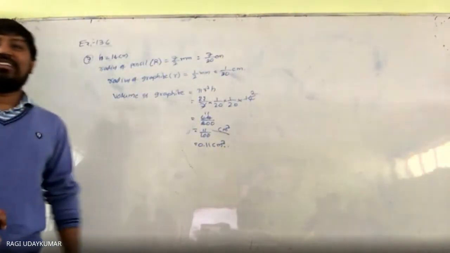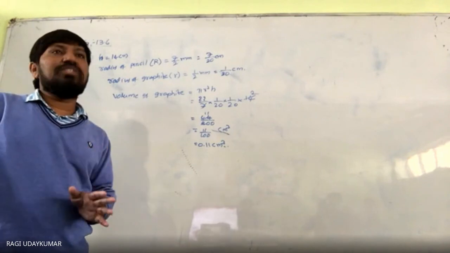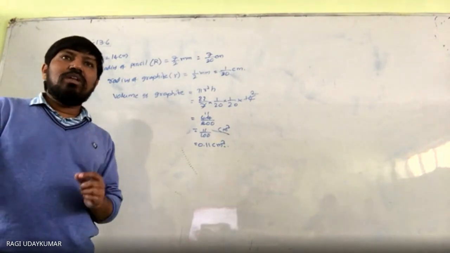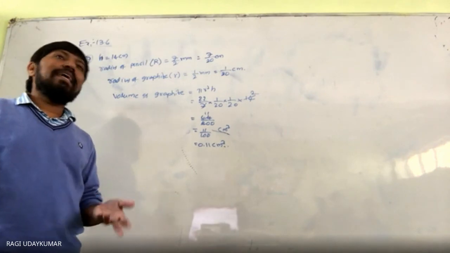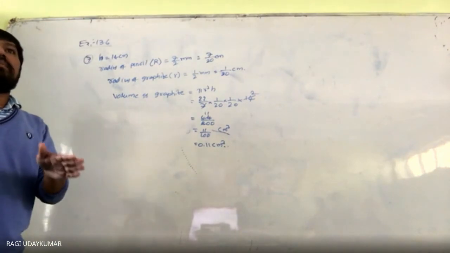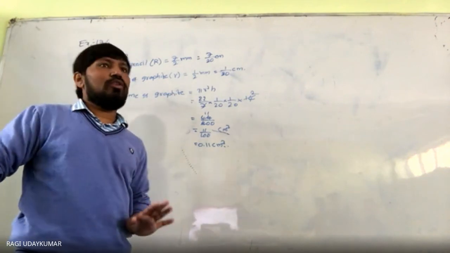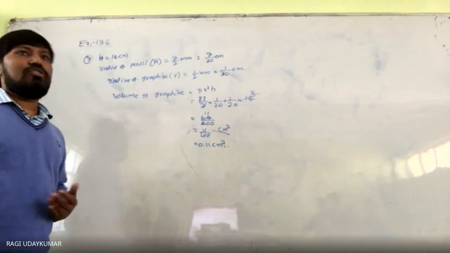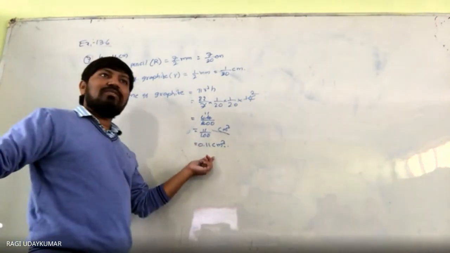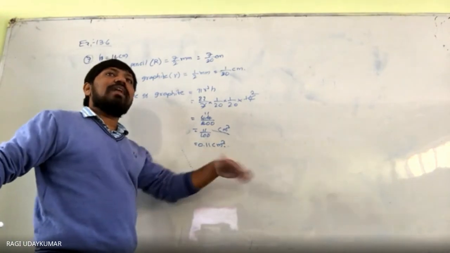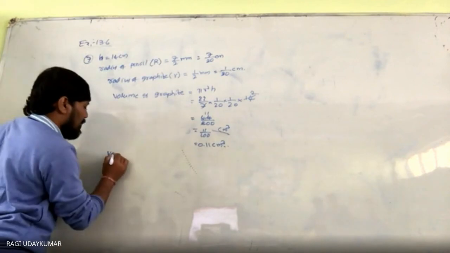Next, the graphite is done. Now check the volume of the wood. If you want to find the volume of the wood, you can find the volume of the total pencil separately and from that separate the volume of the graphite, and the volume of the wood will come.